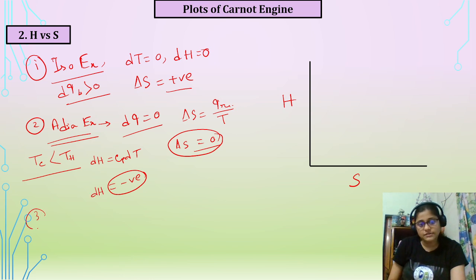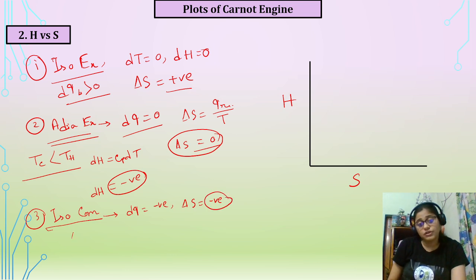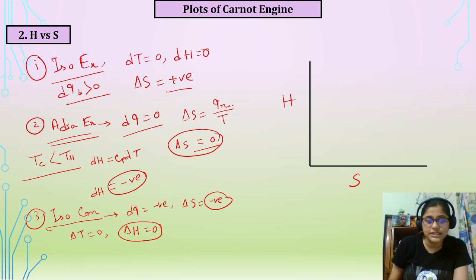Okay, third case, which is isothermal compression, right? So for the isothermal compression step, again Q is changed but it is released. So delta Q will be negative. So delta S will be also negative, decreasing this one. And what about delta H? Isothermal process, delta T will be 0. That means delta H will be 0. Now we have all the data, all the changes. No, sorry, fourth step is present.